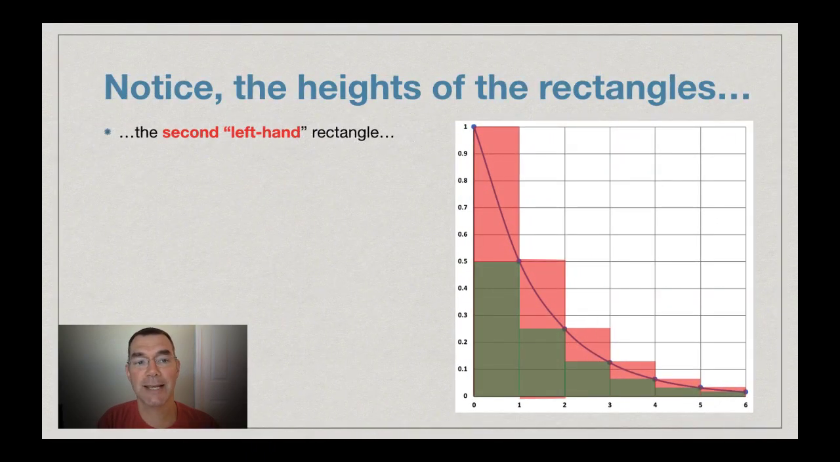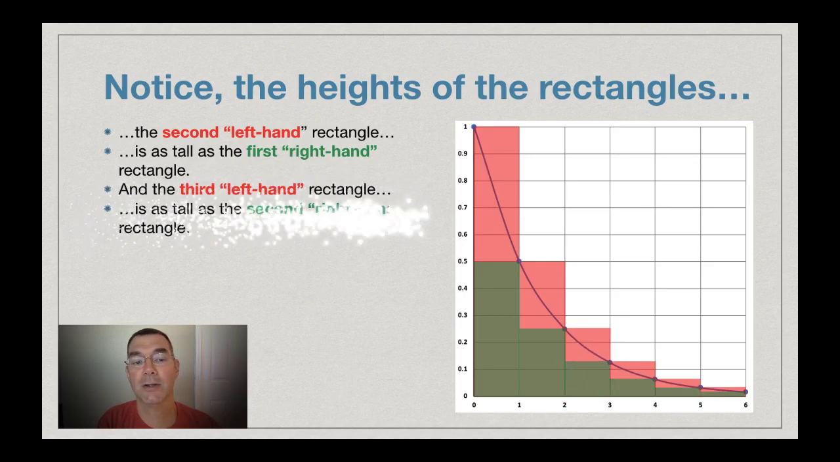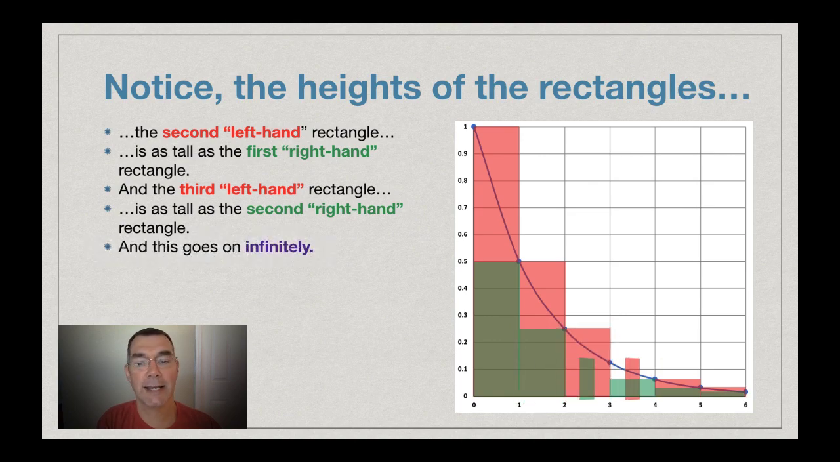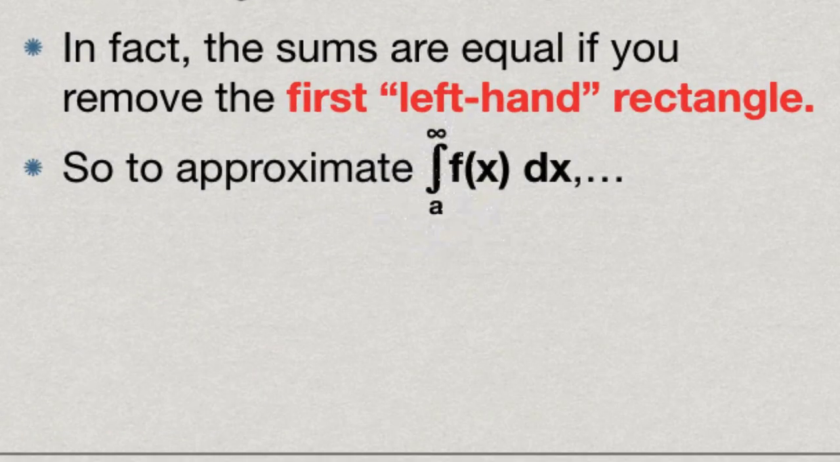Notice that the height of the second left-hand rectangle is the same as the first right-hand rectangle. That's always the case. And the third left-hand rectangle has the same height as the second right-hand rectangle. And this goes on in a pattern. So in fact, if I slide all of those right-hand rectangles over one, they line up perfectly with the left-hand rectangles.